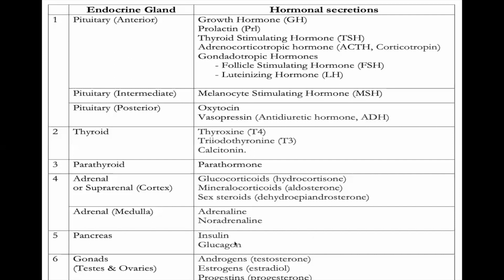The pancreas releases insulin and glucagon. They are both responsible for maintaining the sugar level in your body. The testes release testosterone. The ovaries release progesterone and estrogen.